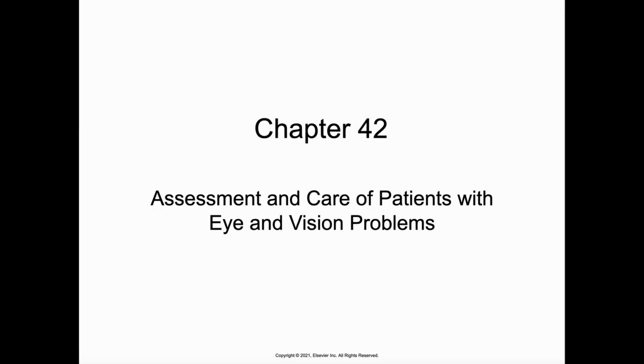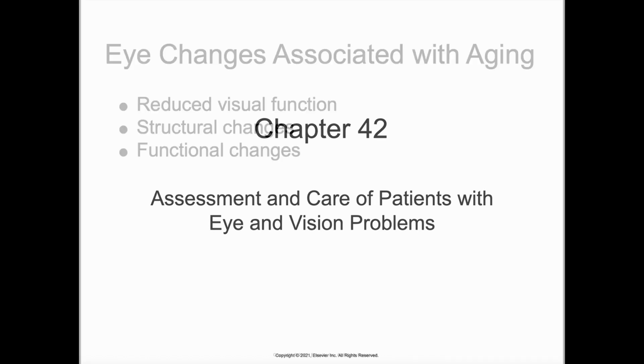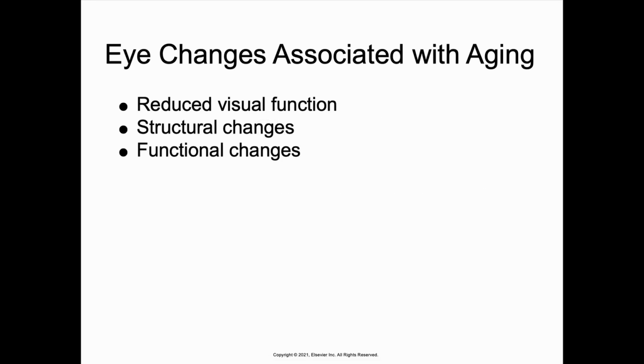So today, chapter 42, eye and vision problems, all right? So a little bit of anatomy and physiology. You guys went over the eye in A&P, okay? So eye changes associated with aging. So these people will have reduced visual function, structural changes, and functional changes.